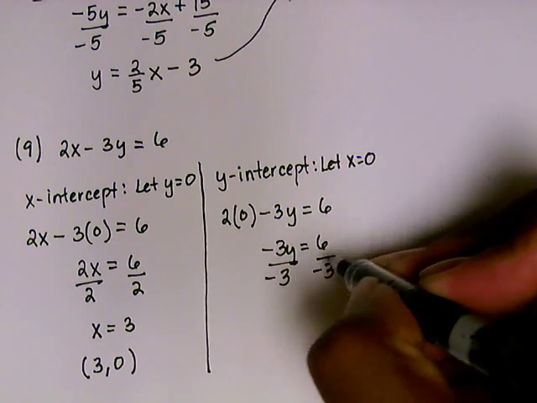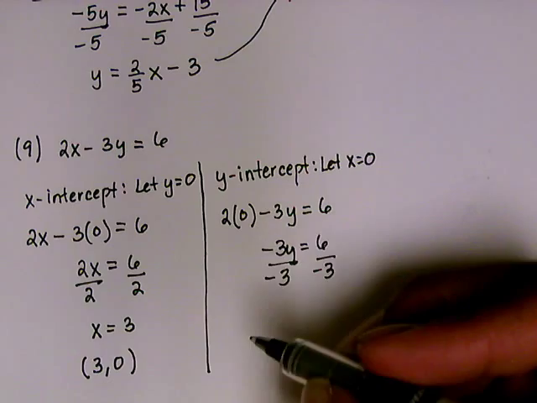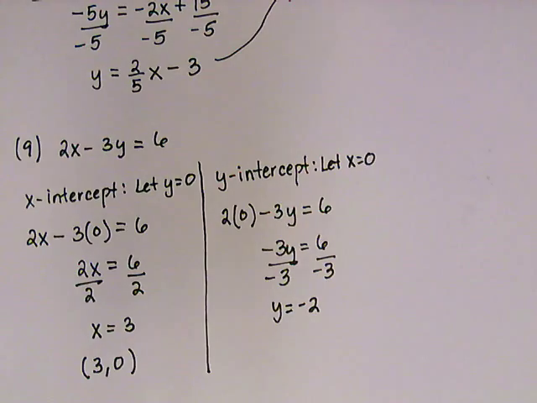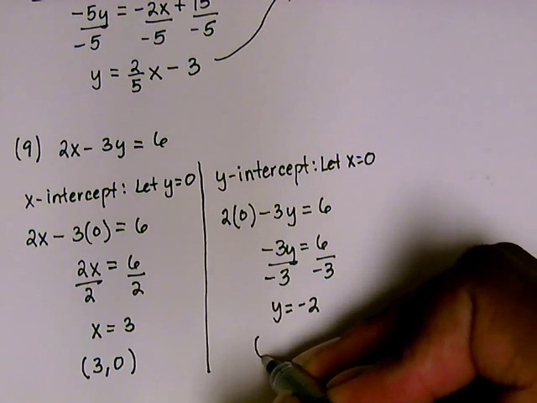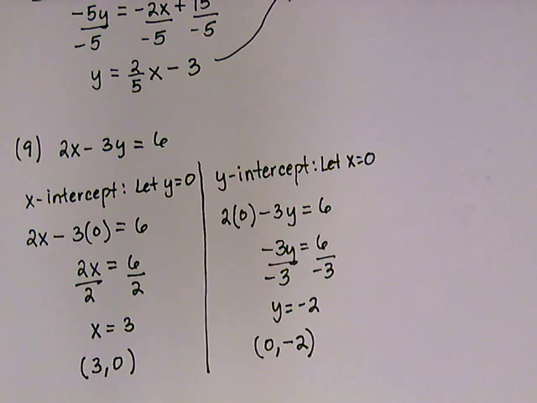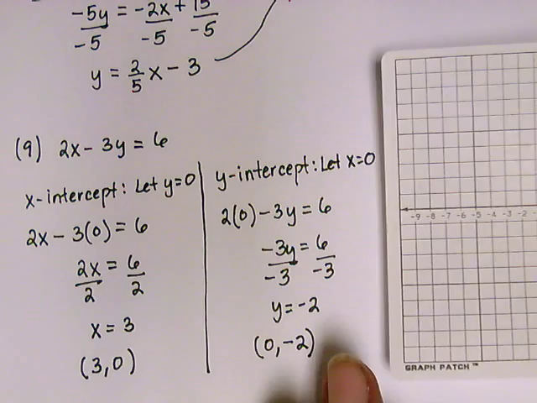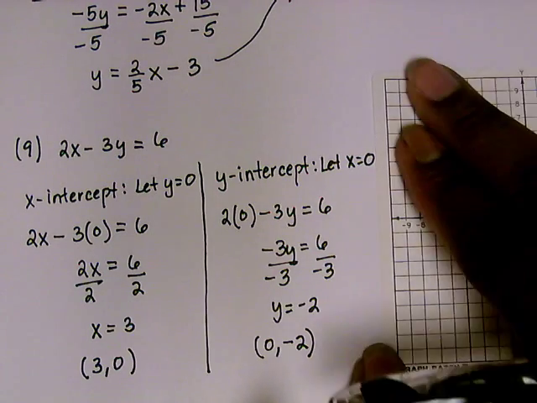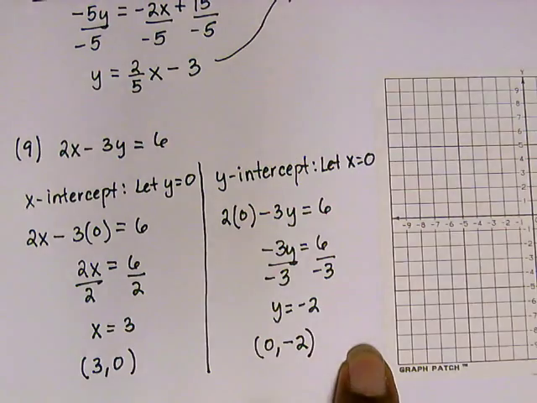And then to get the y by itself, we're multiplying by negative 3, so we divide by negative 3. So that means y is equal to negative 2. So your y-intercept will be negative 2, meaning that the graph will be crossing the y-axis at negative 2. So that ordered pair will be 0, negative 2 for your y-intercept. And then all I need to do here is plot those two intercepts and complete the graph.